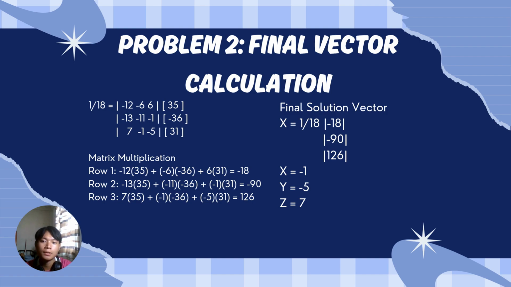times the column 35, minus 36, 31. The matrix multiplication in row 1 is minus 12 multiplied by 35 plus minus 6 multiplied by minus 36 plus 6 multiplied by 31, equal to minus 18. In row 2, minus 13 multiplied by 35 plus minus 11 multiplied by minus 36 plus minus 1 multiplied by 31, equal to minus 19. In row 3, 7 multiplied by 35 plus minus 1 multiplied by minus 36 plus minus 5 multiplied by 31, equal to 126. The final solution vector x equals 1 over 16 times the column minus 18, minus 19, and 126.